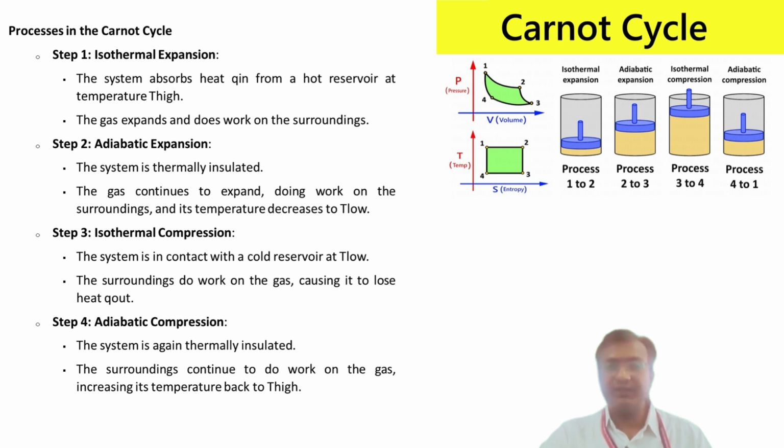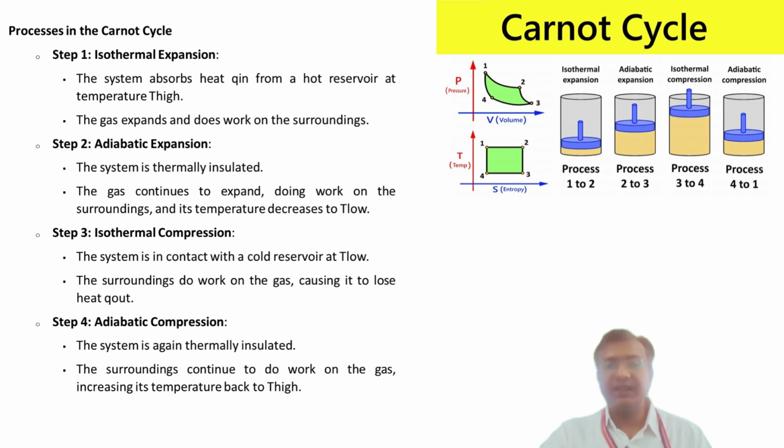This work increases the temperature of the gas back to the T high, preparing it for the next cycle. Now, if you summarize the Carnot cycle, it involves absorbing heat at a high temperature during the isothermal expansion, expanding further without heat exchange, cooling down to the low temperature, releasing heat at a low temperature during isothermal compression, compressing back to the initial state without heat exchange, heating to the high temperature.